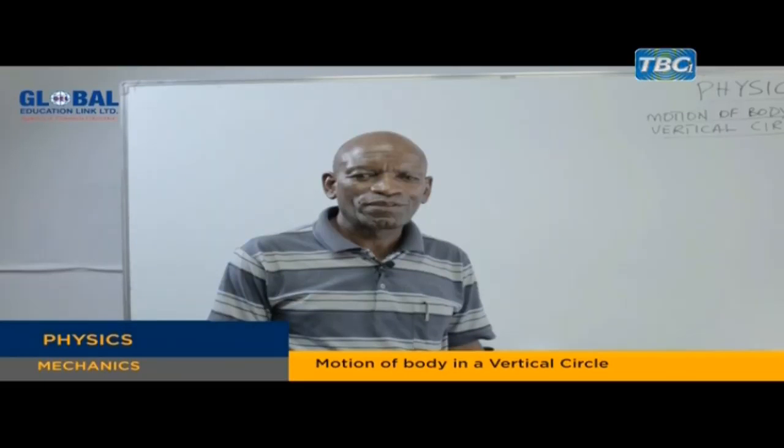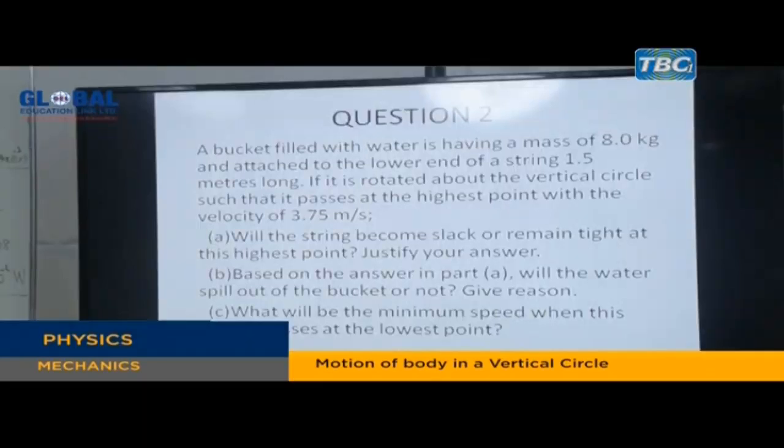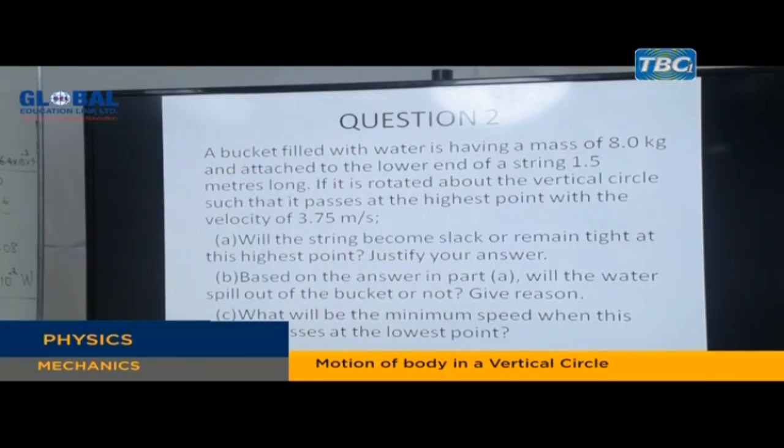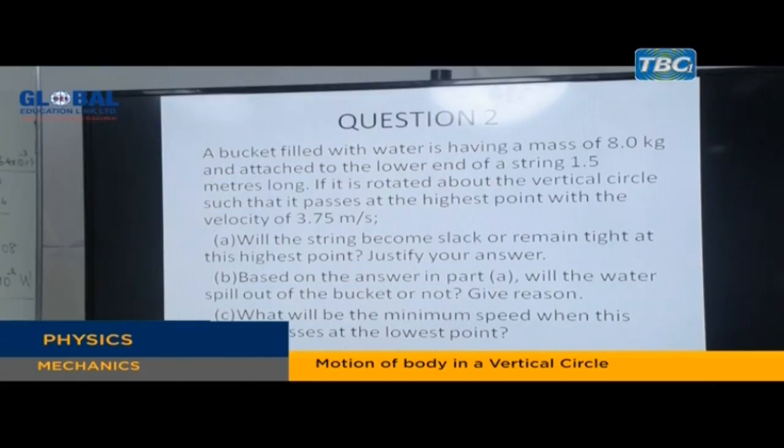This question says that a bucket is filled with water. A bucket filled with water is having a mass of 8 kilograms and attached to the lower end of the string 1.5 meters long. If it is rotated about the vertical circle such that it passes at the highest point with a velocity of 3.75 meters per second, will the string become slack or remain tight at the highest point? Justify your answer. That is A.